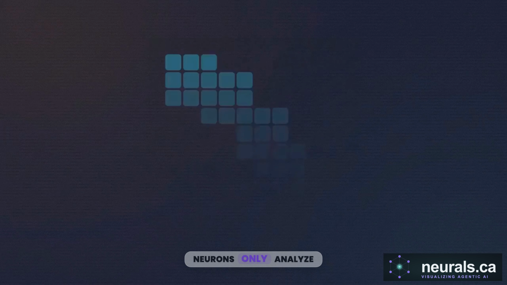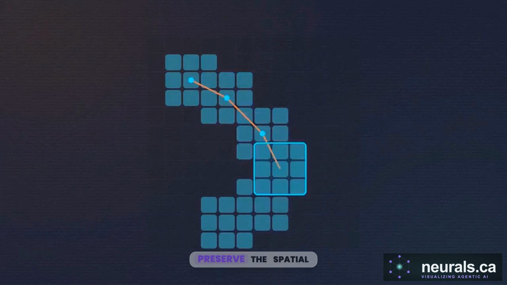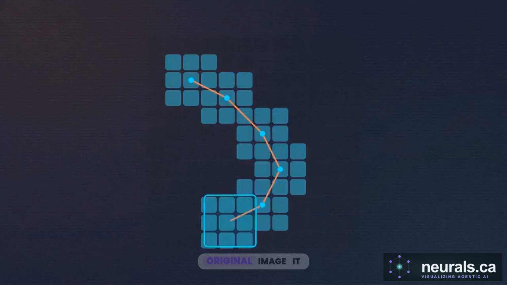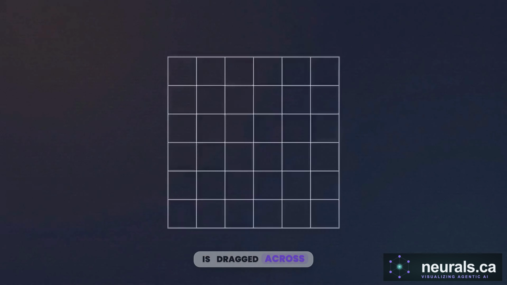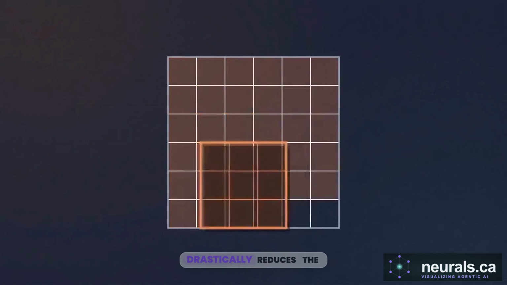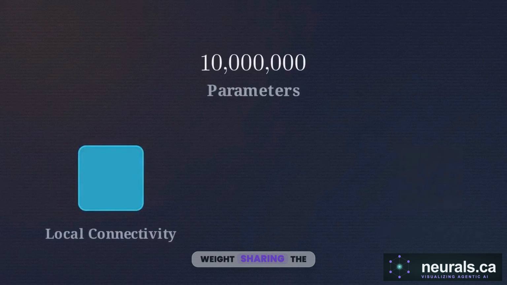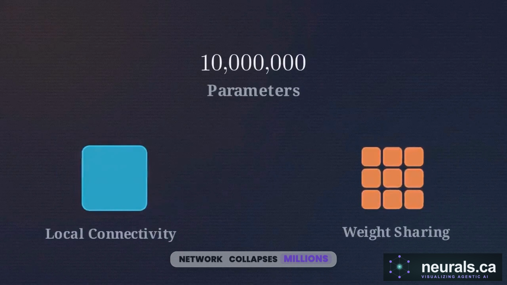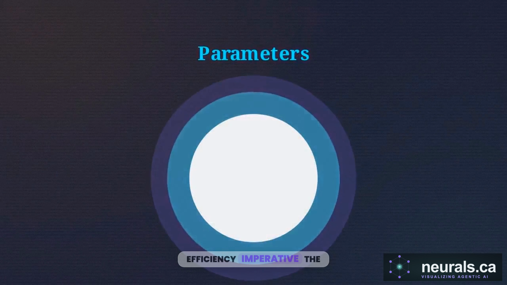This process establishes the axiom of local connectivity. Because neurons only analyze a tiny, contiguous patch of pixels at once, they preserve the spatial relationships of the original image. It also enables weight sharing. The exact same 3x3 filter is dragged across every position of the image, which drastically reduces the number of parameters the computer must store. By combining local connectivity and weight sharing, the network collapses millions of required parameters down to a handful, fulfilling the efficiency imperative.